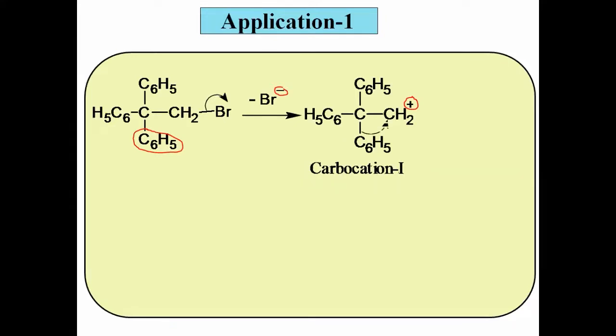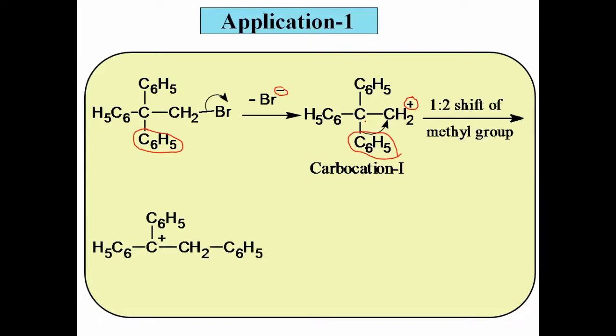Now it undergoes shifting of a phenyl group. Here this phenyl group shifts from one carbon to another carbon. This is a 1,2 shift of the methyl group. Not methyl actually, sorry. This is the phenyl group. There is a 1,2 shift of the phenyl group from one carbon to another carbon. This is the shifted phenyl group. Now that central carbon acquires a positive charge, and there is a formation of a tertiary carbocation, a stable carbocation.